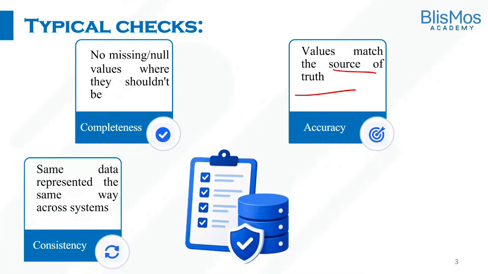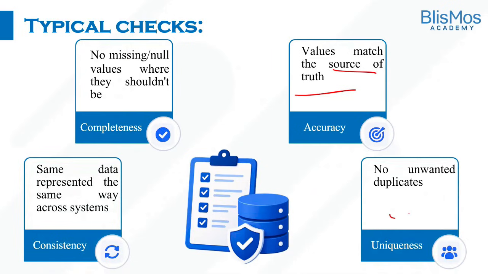Then we have consistency. The same information should be represented consistently across the system. If one system says the customer is active and another says inactive, then we have a problem. That is a consistency problem. Then we have uniqueness, where a value is supposed to be unique, such as customer ID. We should not have unwanted duplicates.